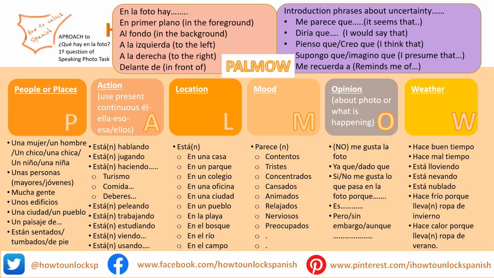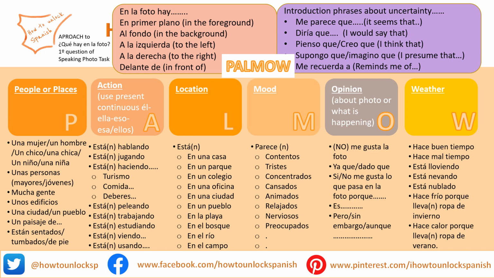So in the photograph, you are going to be using the 3 common uses of estar, which is mood, location, and action. So in the mood of someone, you are always using está cansado, está contento, está triste. In location, we always use está. In action with the gerund, we also always use está. So estar is going to be used for location, for action, and for mood. Okay?